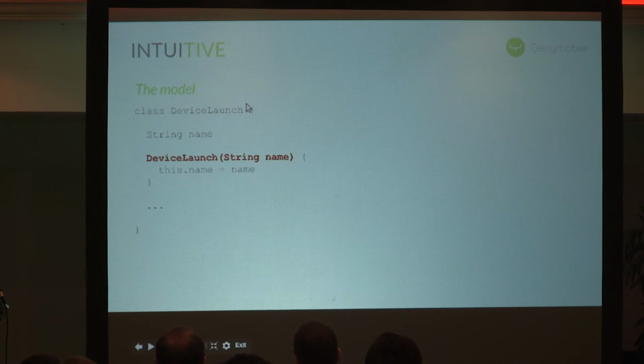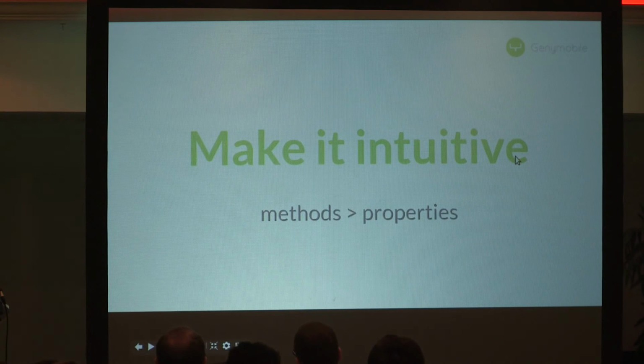Here is the DeviceLaunch. That's also a POJO. What it has is a simple constructor using the name. And actually the name, you know, is the name of the block, Nexus 5 and Nexus 4, passed here in this example. So you know now how to build a flexible DSL.